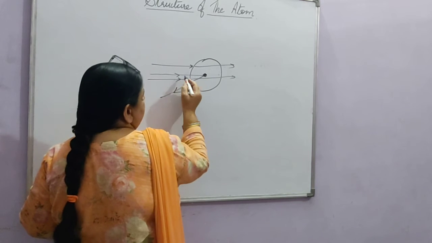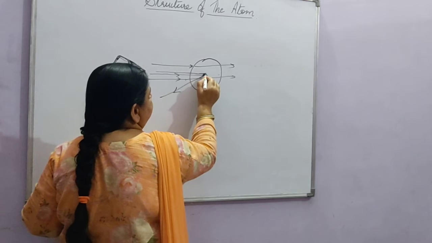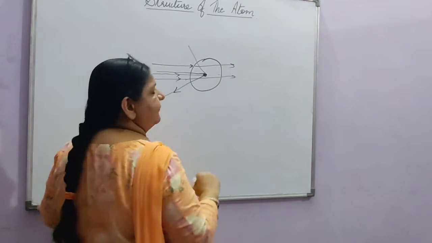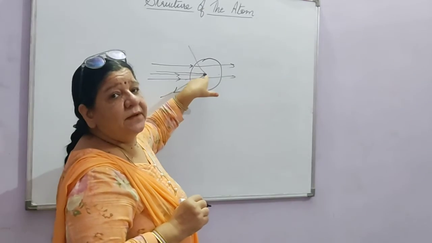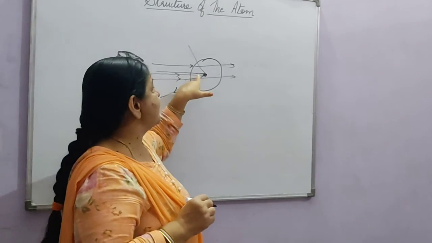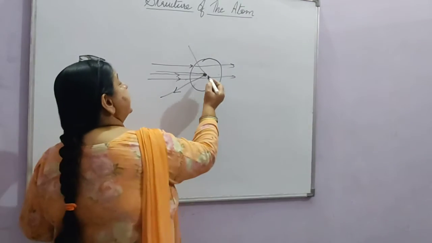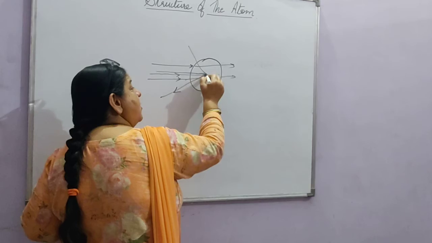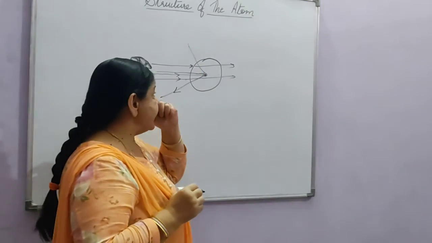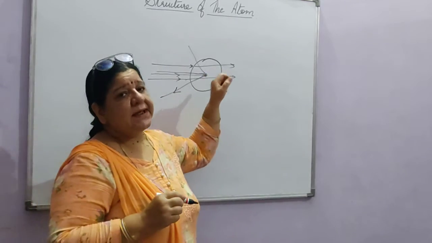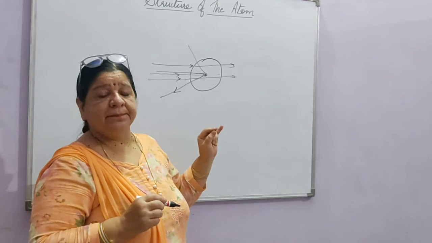And some of the rays which just touched the center part, near the center part, they also got deflected. So that means something is present in the center which is not allowing the rays to pass through it. So he said that in the center, the whole mass of the atom is present. And this he named as nucleus. He said in the center there is nucleus which contains the mass of the atom.